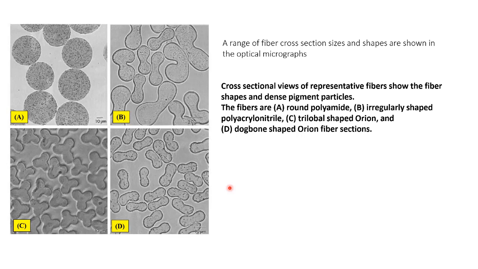Then we can also see fiber cross sections. We can cut the fiber cross section, and depending upon the morphology, we are able to see different morphologies of the fiber. The first one is the round shaped polyamide. The second one is the irregular shaped PAN, that is polyacrylonitrile. Then we have this trilobular shaped Orlon, and this is the dog bone shaped Orlon fiber. So these are the fiber cross sections, which we can observe in the optical microscope.